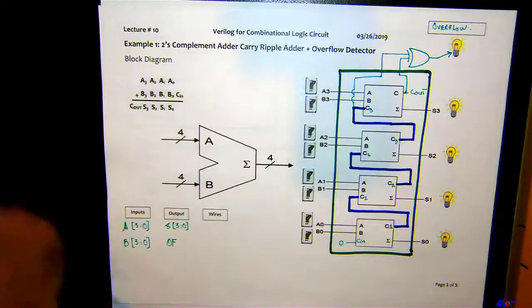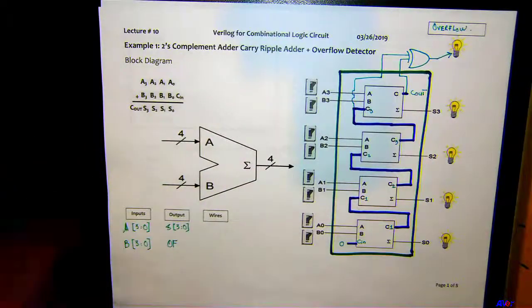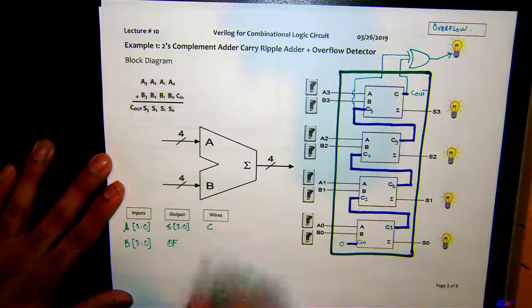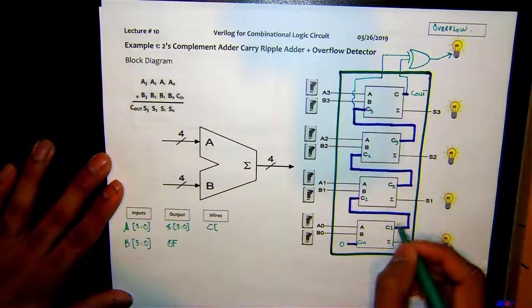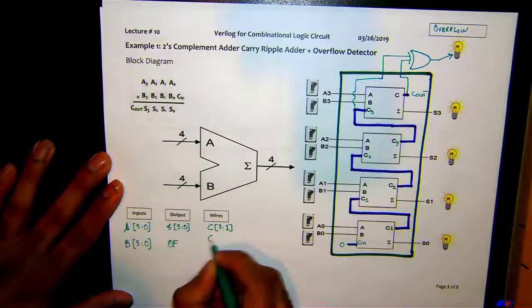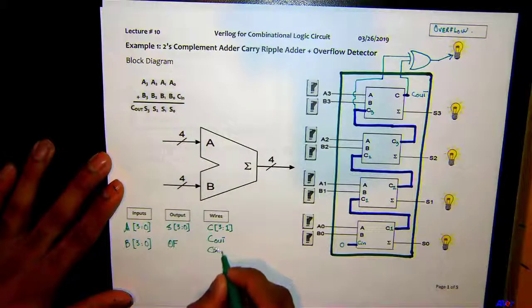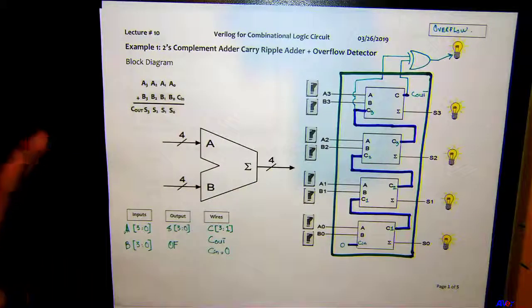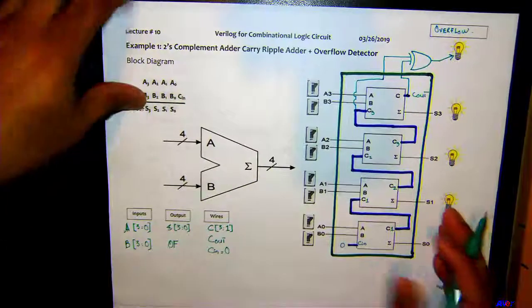Okay, so again I would say C, this is my carry out, and those will be from 3 to 1, and then I also have C out. Cn is 0, so we will just declare that Cn is equals to 0. Okay, so we have a set of our inputs, outputs, and wires. Is everybody following this so far? Okay, let's move on to the coding part of it.